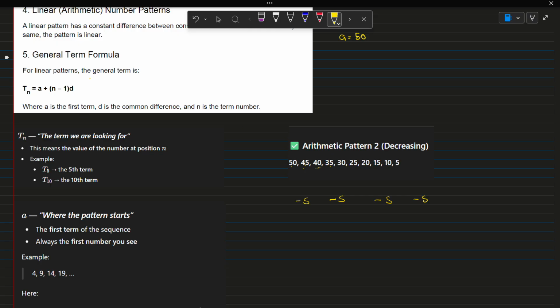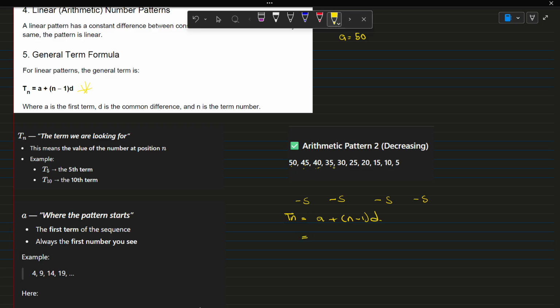If we look here, we have the general formula. This is the most important formula in terms of arithmetic number patterns. A is the first term, D is the common difference, and N is the term number. So the formula goes: Tn is equal to A plus n minus 1 times d.